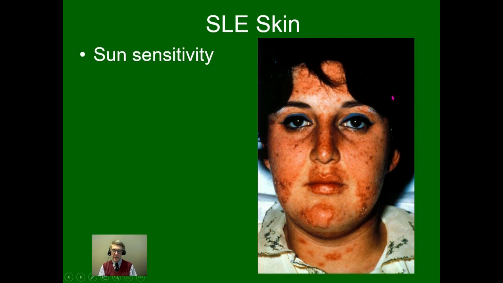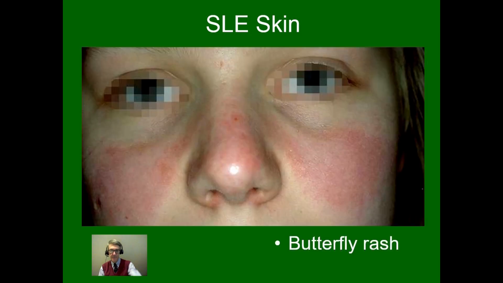Sometimes the sun sensitivity can be so great that they actually get a flare of disease. And in treating these patients, it's important to remind them to be careful to avoid the sun, to wear sunscreen, to cover themselves during the high parts of the day. This is what we call a butterfly rash, and if you look, it looks sort of like the wings of a butterfly. This is also sometimes called the mask of the wolf. Lupus means wolf. That's where we got the name lupus. It's sort of red. That's where we got the name erythematosus, and if it's associated with systemic disease, systemic lupus erythematosus.